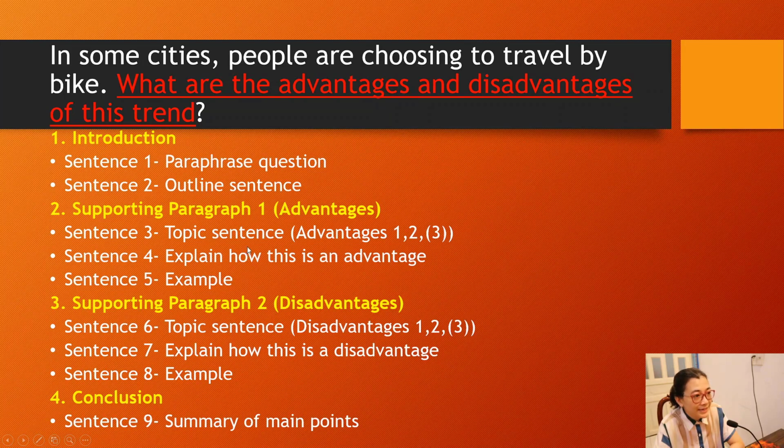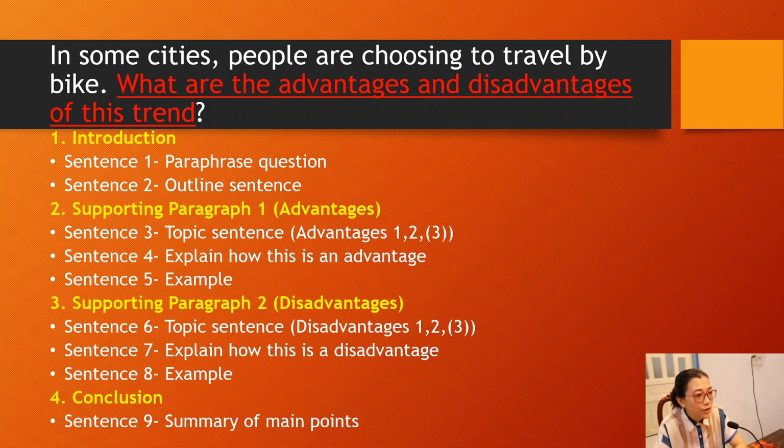So for the first sentence of a supporting paragraph, it is a topic sentence. But for this particular question, you can say you're going to talk about the advantages. And for supporting paragraph 2, in the topic sentence, you say you're going to talk about disadvantages. In sentence number 4, you can explain how that is an advantage. And then you can give an example in sentence number 5.